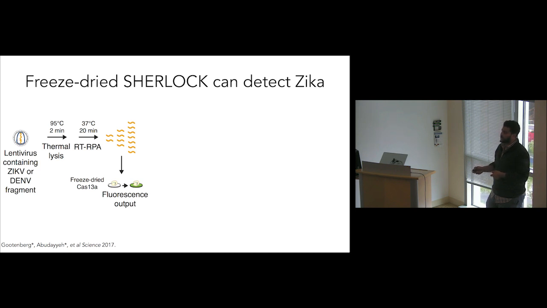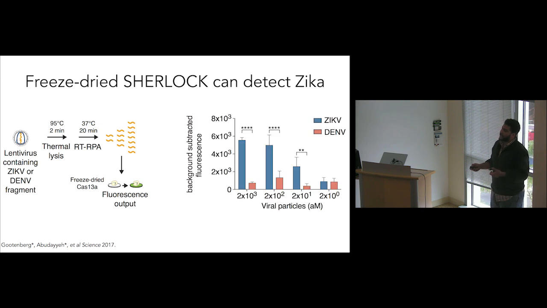So we can actually freeze-dry the components on paper and then just add the sample and reconstitute the components to get detection. And this also works down to 20 attomolar. We get a little bit of a hit of sensitivity, but we can still do down to basically 10 molecules per microliter with just freeze-dried components that can last for a long time and not require any kind of cold storage. So that's really nice.